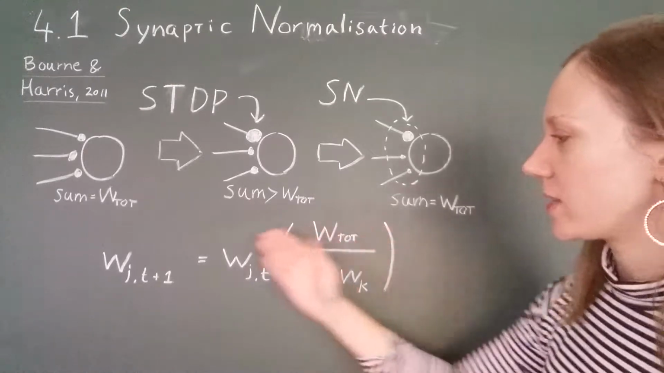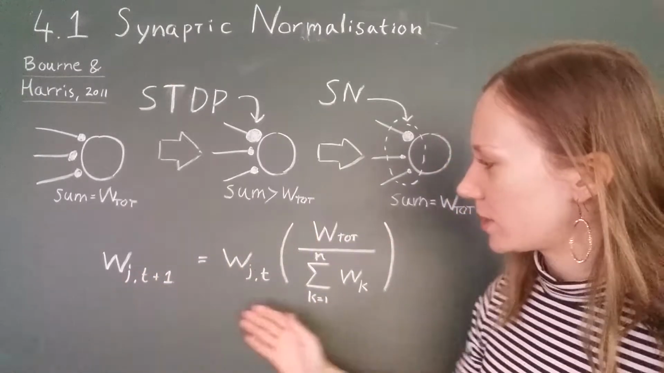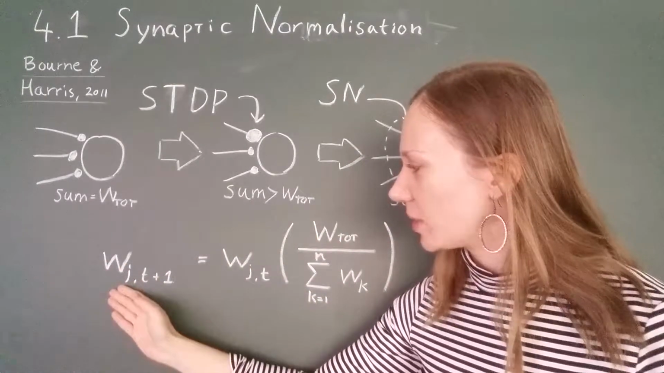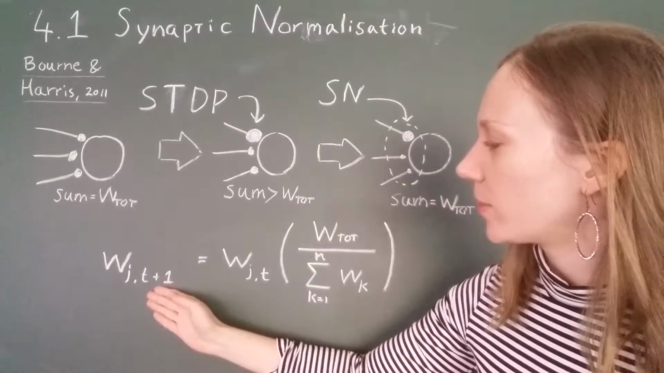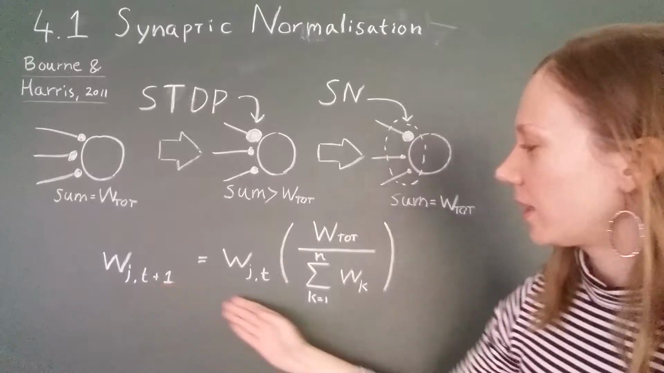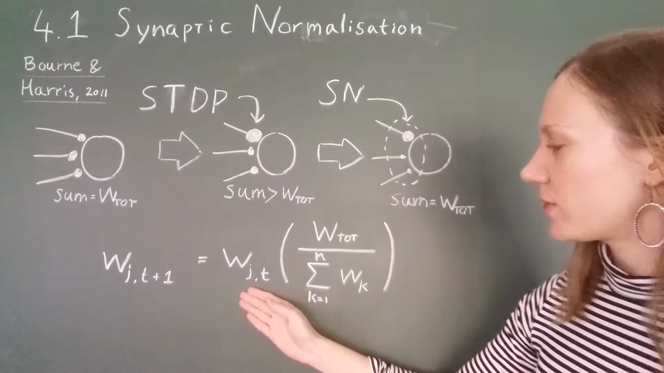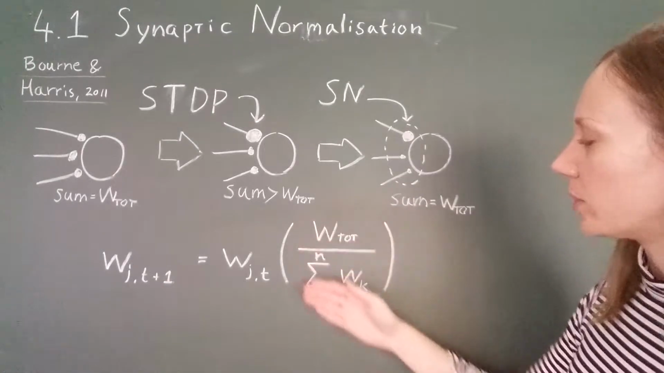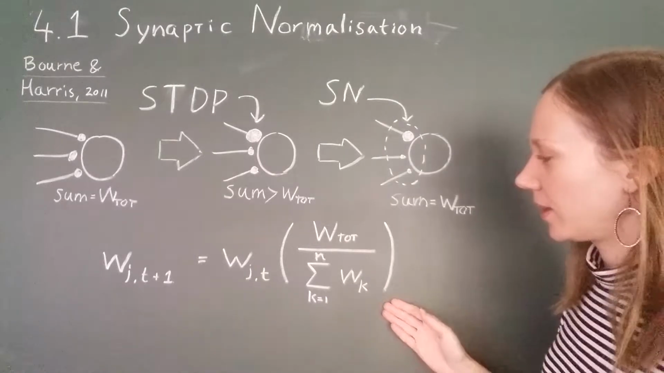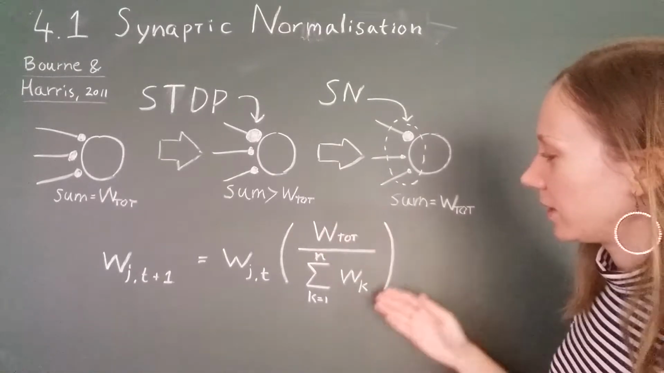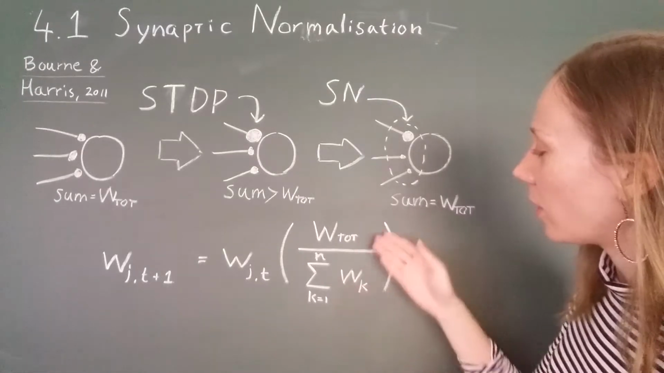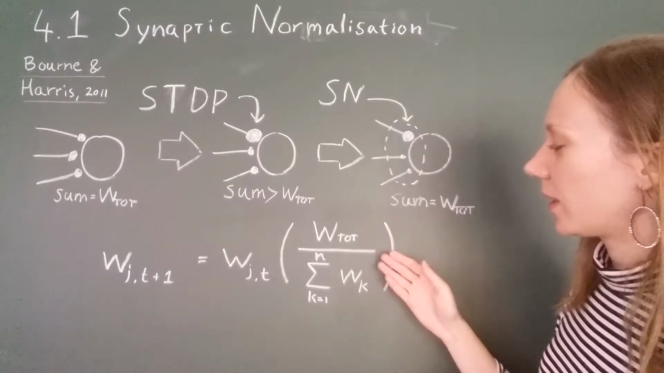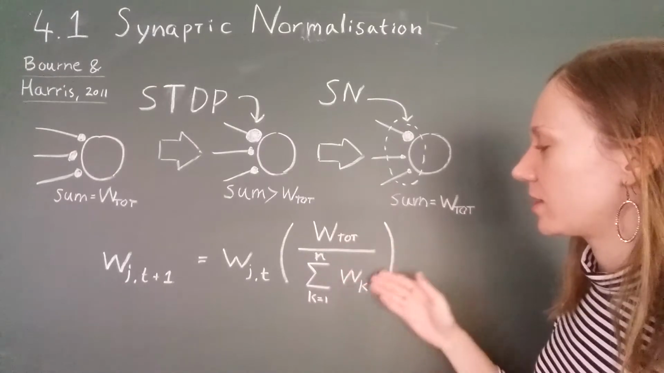The rule here is formalized in this equation, so you can see that synaptic weight J, that is part of some group of weights, at some time point t plus 1, is equal to the weight at the previous time point, scaled up or down by this factor. And you can see the factor will be larger than 1 if the sum falls short of the target, and will be smaller than 1 if the sum exceeds the target.